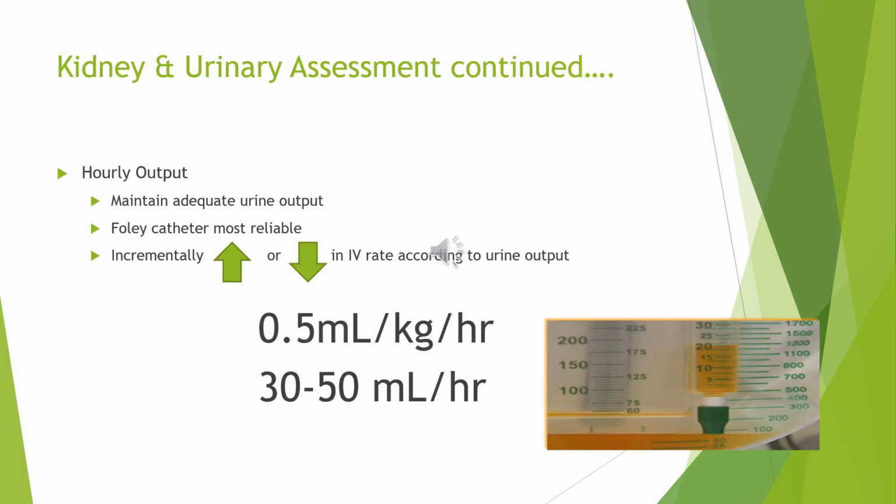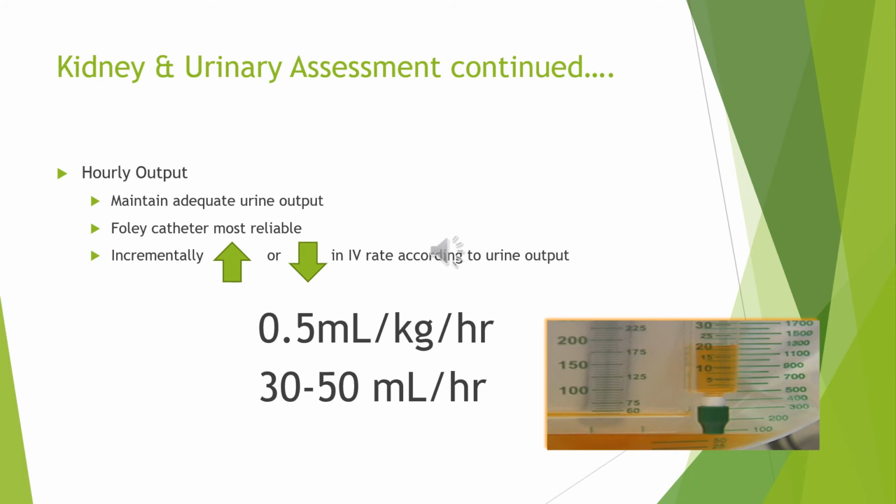Continuing with kidney and urinary assessment, again, hourly output is going to be important for nursing to maintain good records, and we will look at the output and make sure that it is adequate. We're looking at utilizing Foley catheters because that is the most reliable way for us to monitor an output. And then we're looking at increasing and decreasing the IV rate according to what the urinary output is. So in other words, we're titrating our IV fluids according to our output.